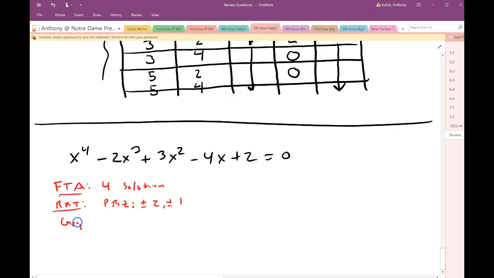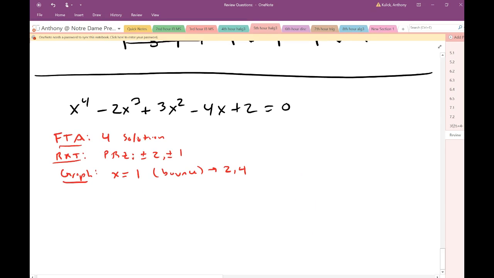If I go to the graph of this, I'm going to see that x equals 1 is the only thing I see. It's a bounce, so it's going to be used 2 times or 4 times. You guys agree with that? Leading coefficient. So factors of, right? So you have all the factors of 2, so 2 and 1.